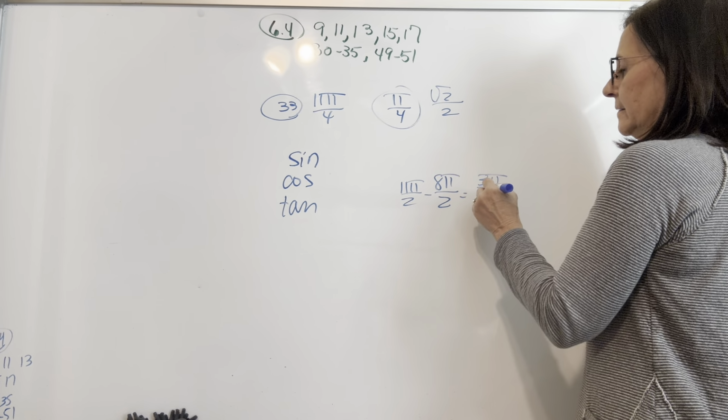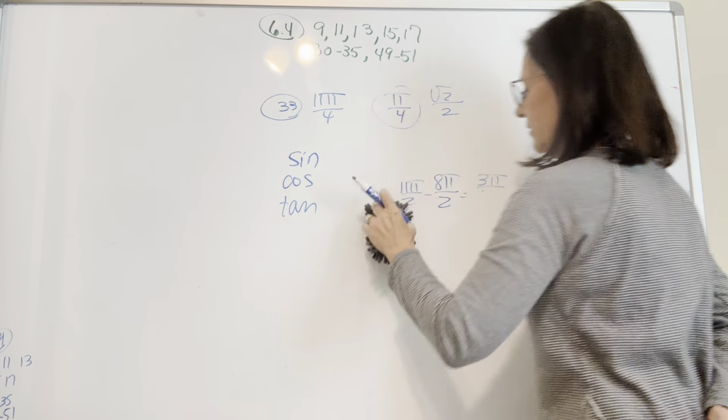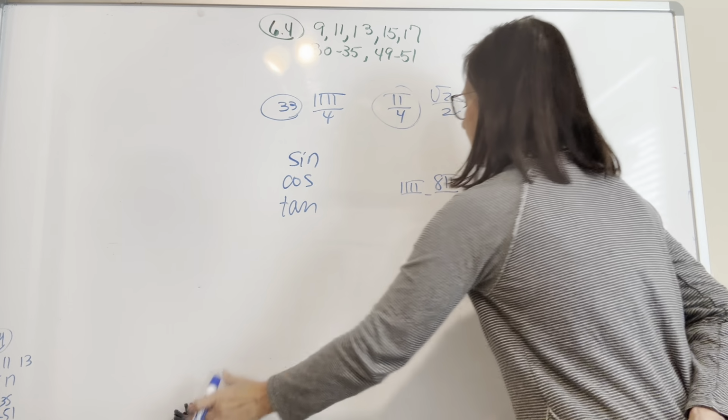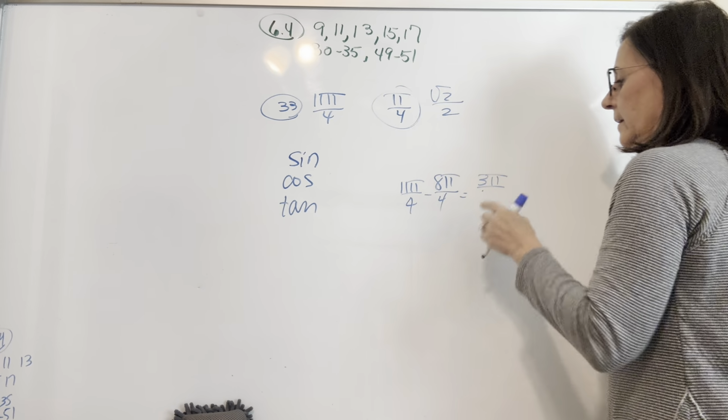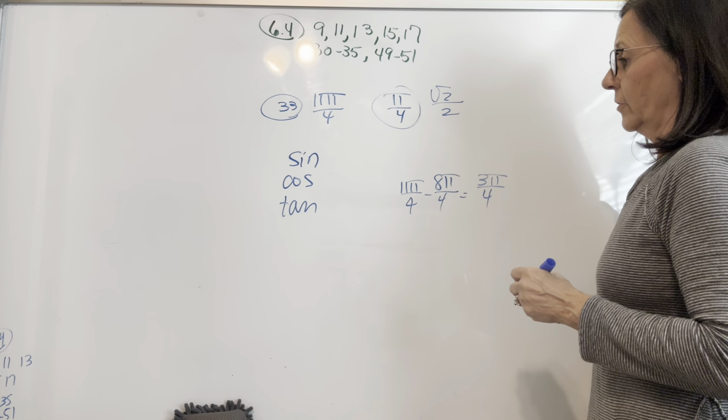3, 4, Paula. 4. Good. How many times have I done this? 4. Then I end up with 3 pi over 4.